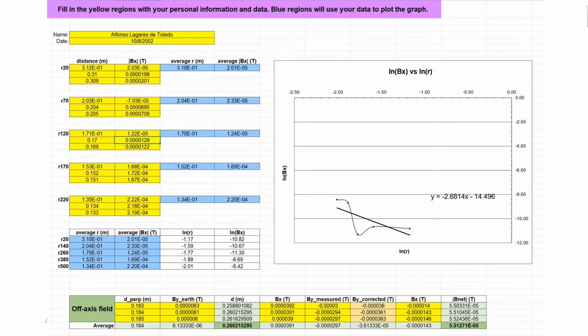The data collected through the lab's procedure yielded the presented results. As can be seen on the logarithmic plot, the resulting value for the slope of the linear fit comes out to be negative 2.68, giving the experimental portion of this lab a 13.3% relative error.